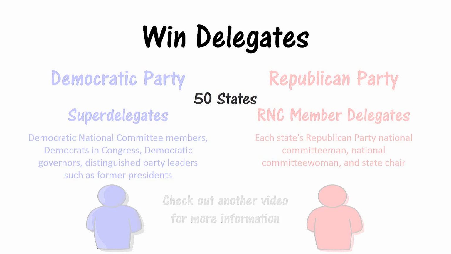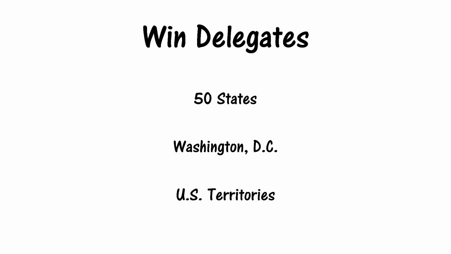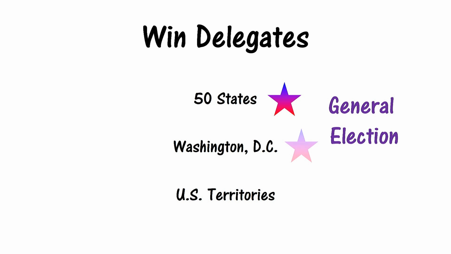Although I have been talking about how states choose delegates, it's important that I mention that both the Democratic and Republican parties allow Washington, D.C. and U.S. territories to participate in the primary process. But only the 50 states and Washington, D.C. can vote in the general election for president.